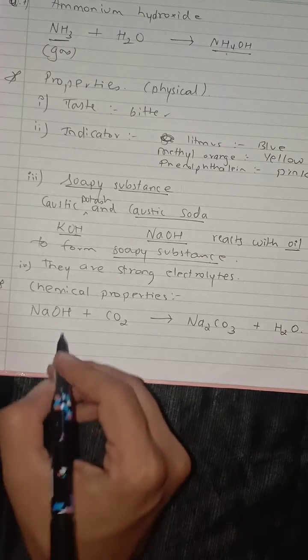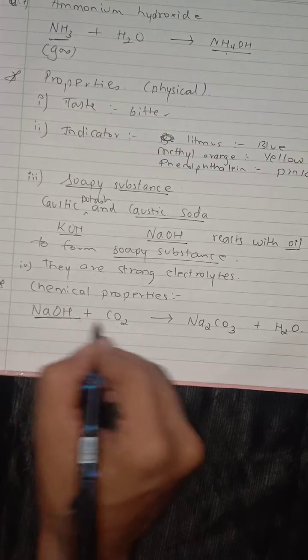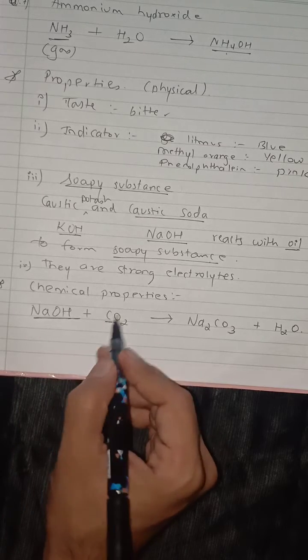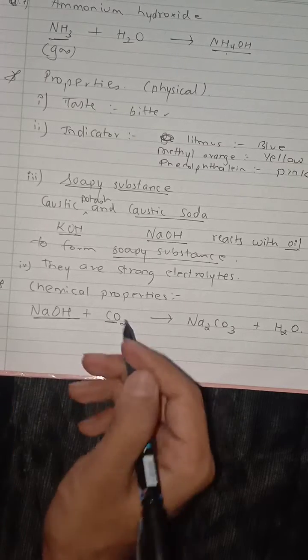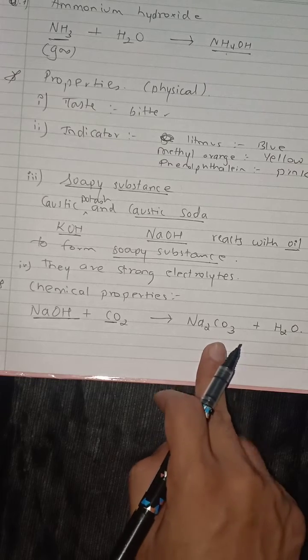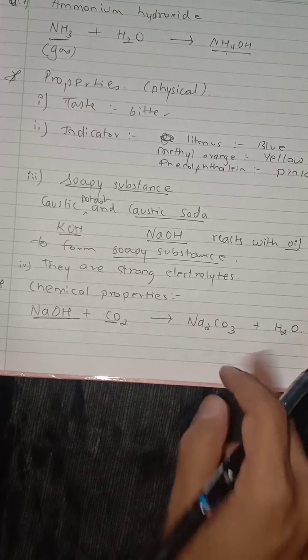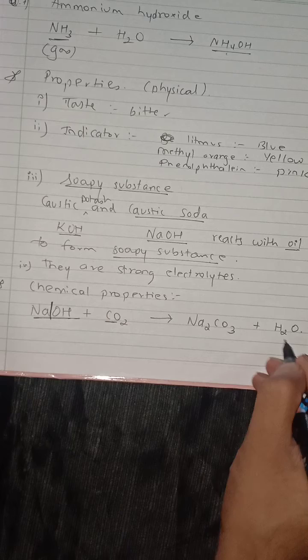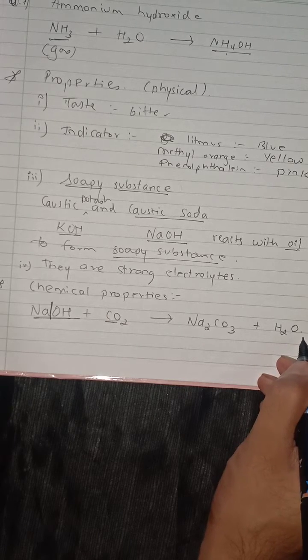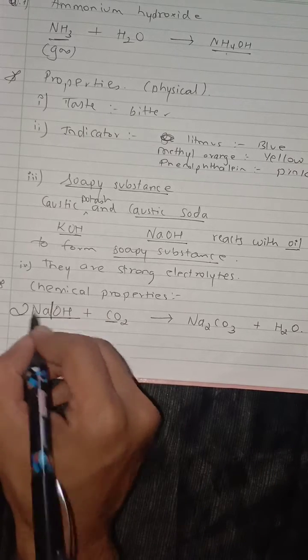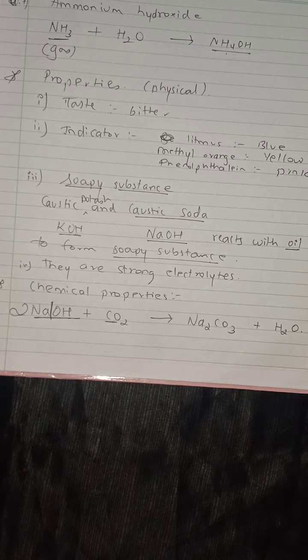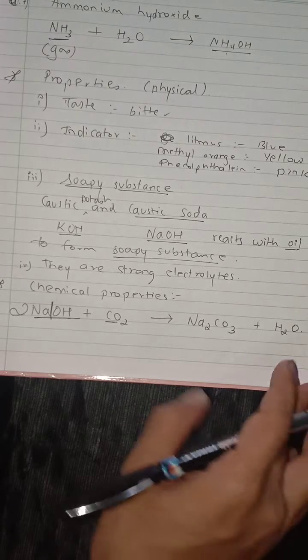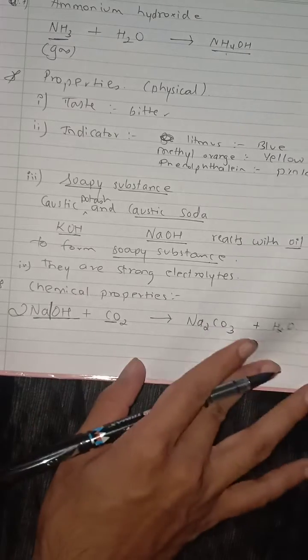Whenever a base is reacted with carbon dioxide gas, it is going to form a salt for you, and in return it is going to give you water also. Okay, since this reaction is not balanced, just simply put 2 out here. This is the first case.